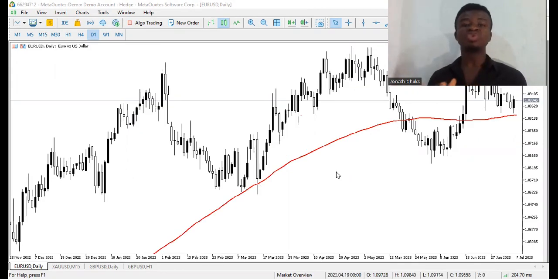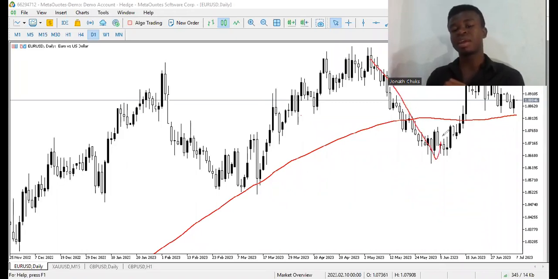Now let us dive into the internal and external market structure. I was telling you guys something about internal and external market structure. Now let me use what is happening recently in the markets to show you what internal and external market structure is. You see, at this particular point, the market pushed down.